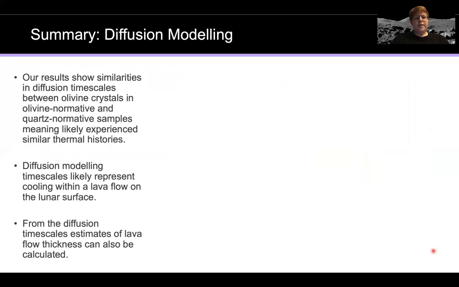So in summary, our results show similarities between the two suites, which likely experienced similar thermal histories, and this is likely to have been in a lava flow on the lunar surface. In terms of estimates of lava flow thicknesses, this is also something that we calculated but didn't have time to go into here, but it's really useful in terms of looking at magmatic flux through time on the Moon.